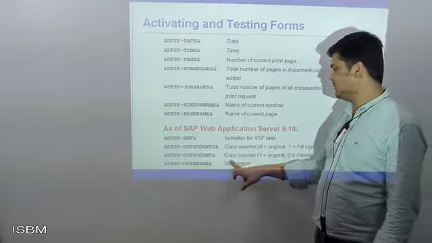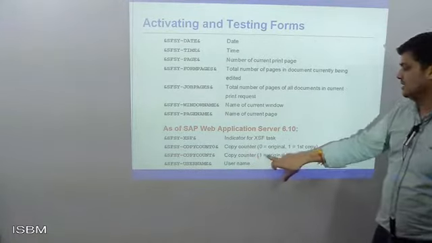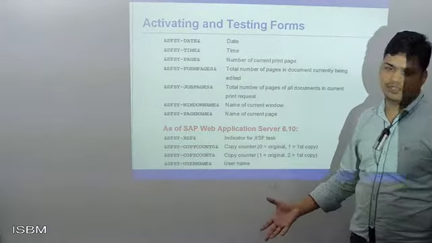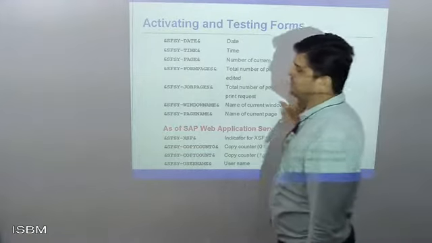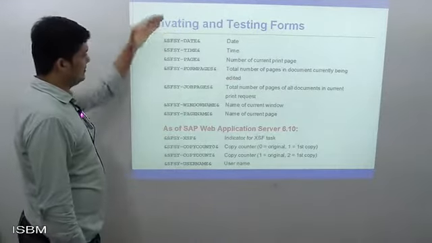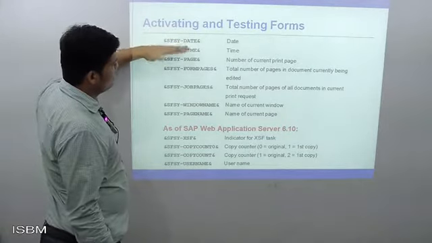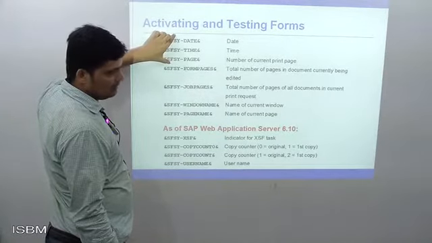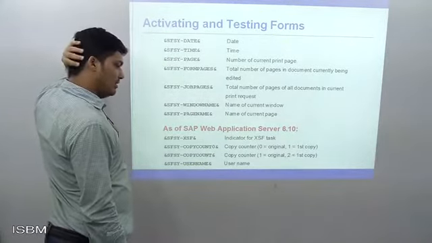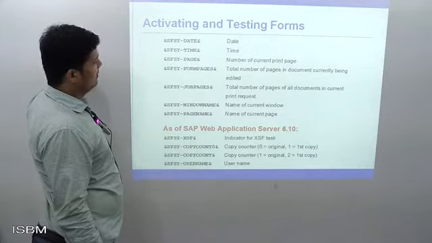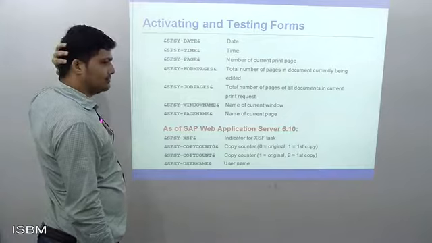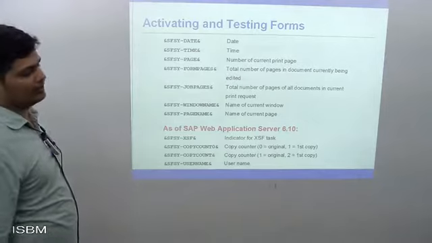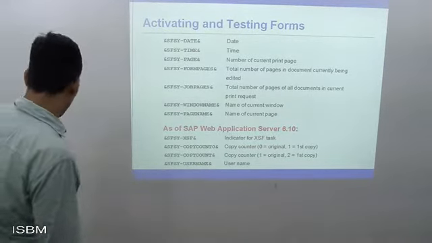Copy counter 1 equals original, 2 equals first copy. Then user name is the user name, the same thing. These things we always need to remember, because basically these are the date, time, and page number we declare. Might be the customer will ask that they want the date in the top right corner of the invoice when we are creating an invoice.